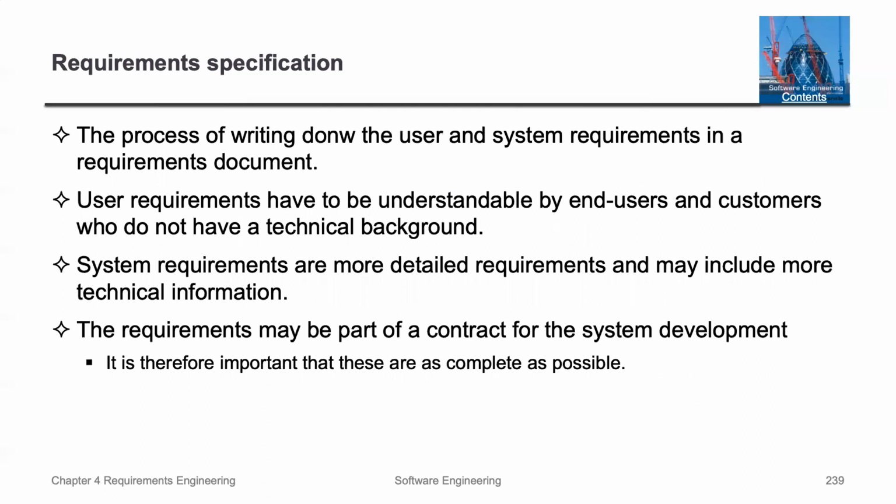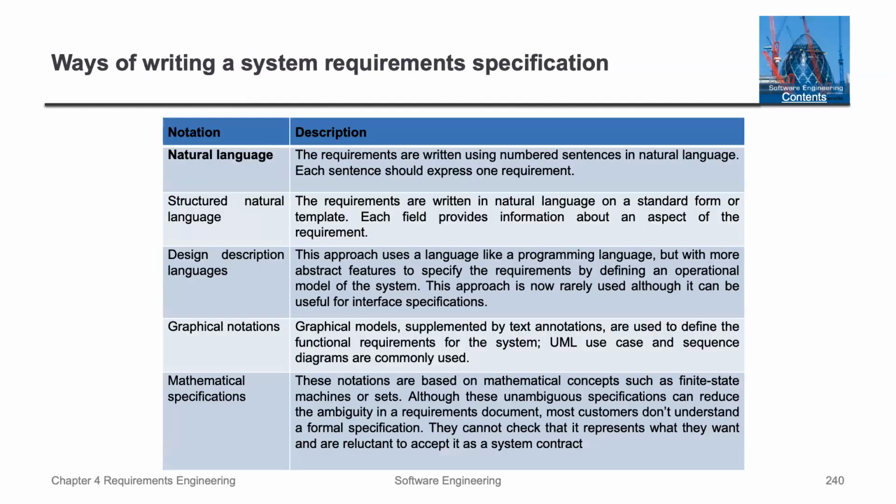Let's talk about requirement specification. This is the process of writing down the user and system requirements in a requirements document. The user requirements have to be understandable by end users and customers who do not have a technical background. System requirements are more detailed requirements and may include more technical information. The requirements may be part of a contract for the system development. It is therefore important that these are as complete as possible.